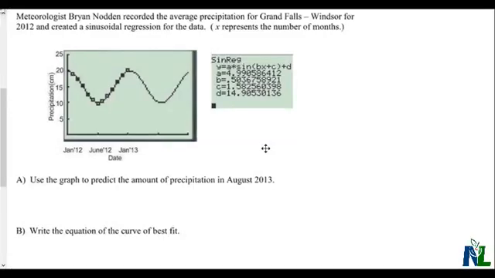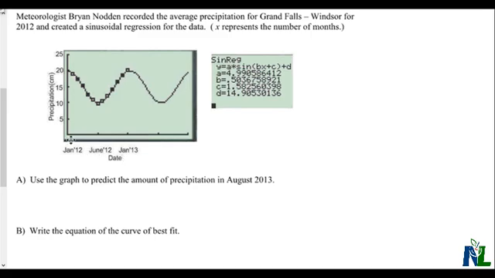In this video, we'll be modeling some given data using sinusoidal regression. A meteorologist, Brian Nodden, recorded the average precipitation in Grand Falls over 2012 and created this graph with a sinusoidal regression for the data, where X represents the number of months. The graph has a general sinusoidal periodic look, so they used sinusoidal regression. We have to use the graph to predict the amount of precipitation in August of 2013.